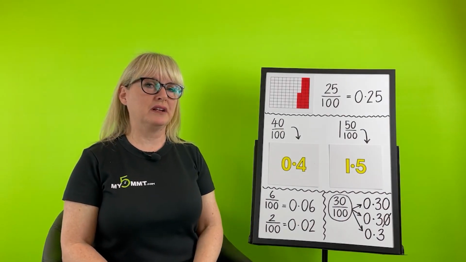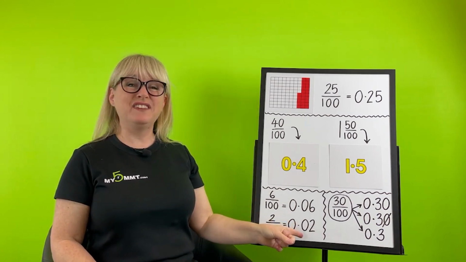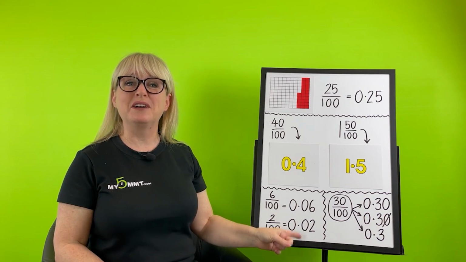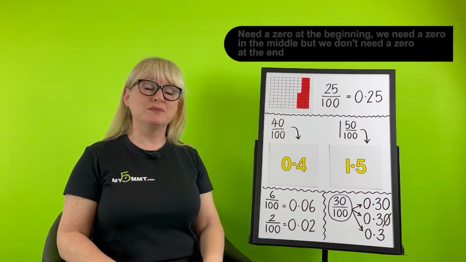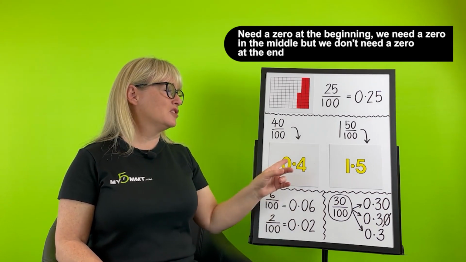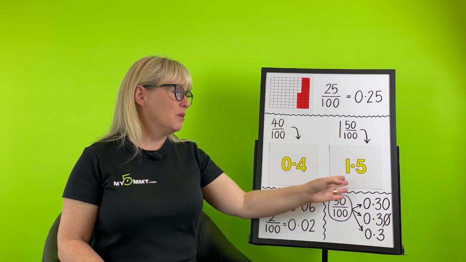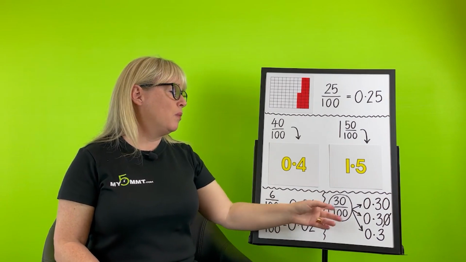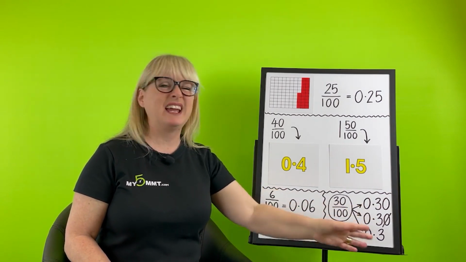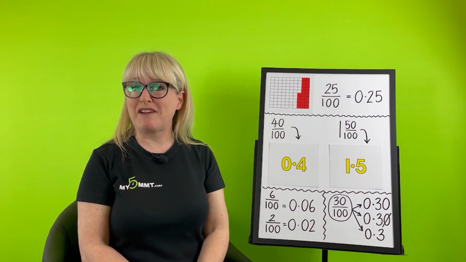2 out of 100. No complete whole, so we put a 0, decimal point, and then not even 10, so another 0 in the middle, and then 2. Now you'll notice we need a 0 at the beginning. We need a 0 in the middle, but we don't need a 0 at the end. And you can see another example here of that where we have 30 out of 100. Well, we have 0 point, we could write 30, or we could put 0.3 and get rid of that 0 and just have 0.3 to represent that fraction.